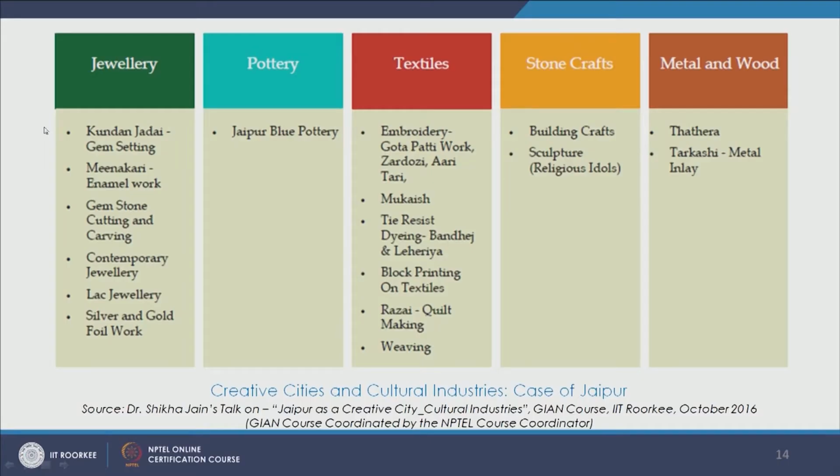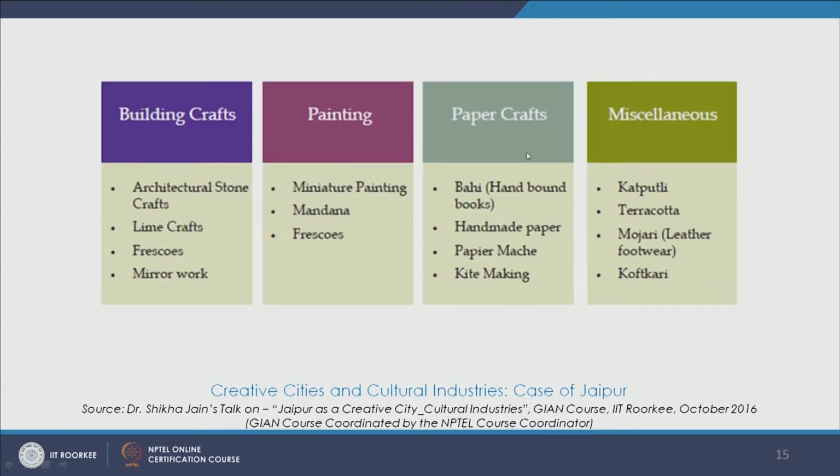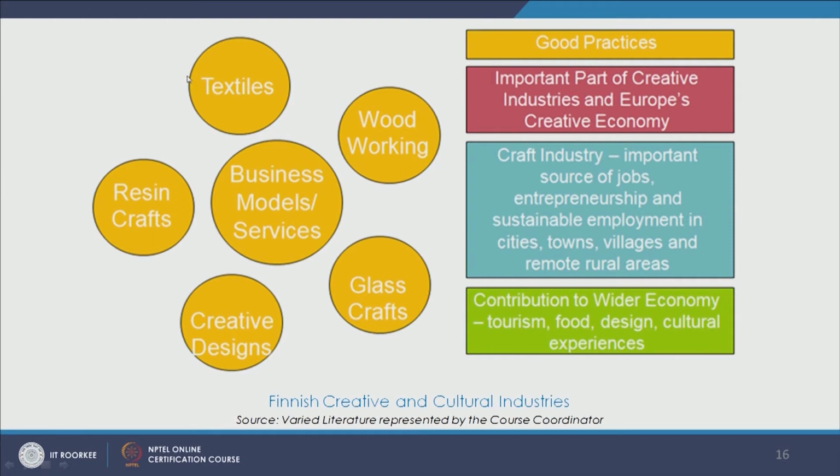Also, when we are talking about different art craft forms, including the building crafts, we see a plethora of different creative and cultural industries in Jaipur. We see jewelry, pottery, textiles, stone crafts. We discussed all of this in detail. We also see certain paintings and very unique building crafts over here in Jaipur.